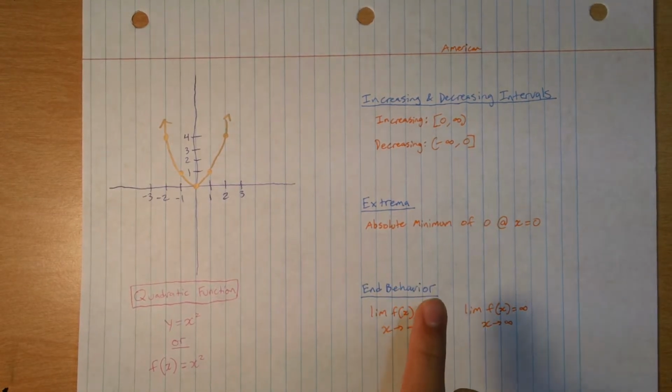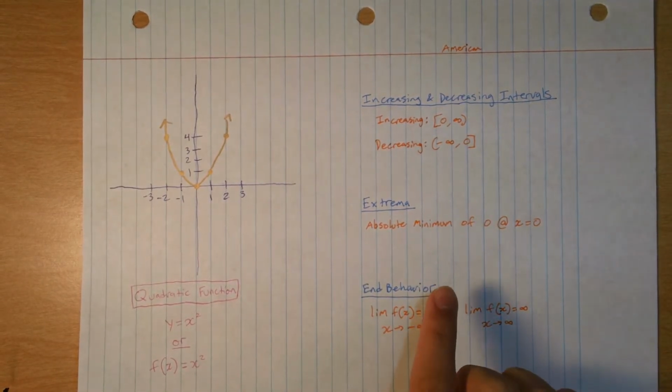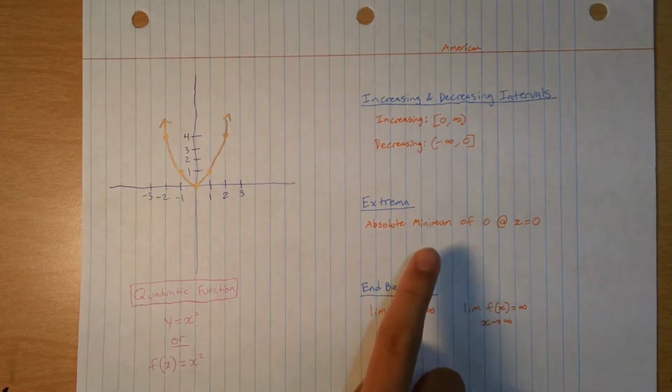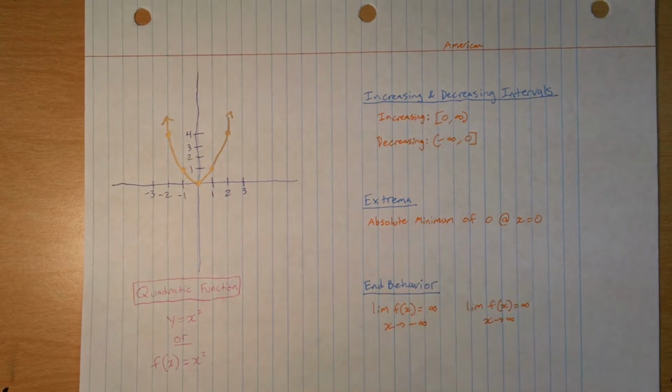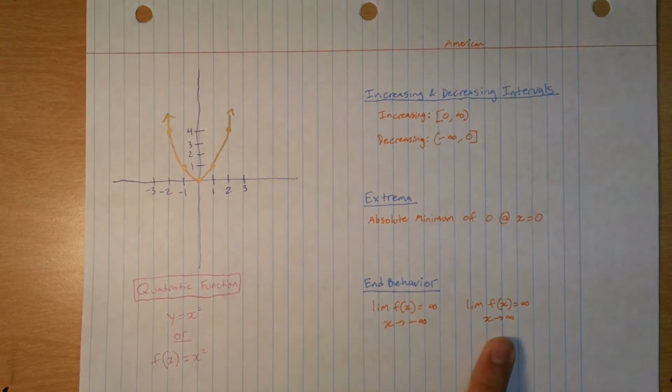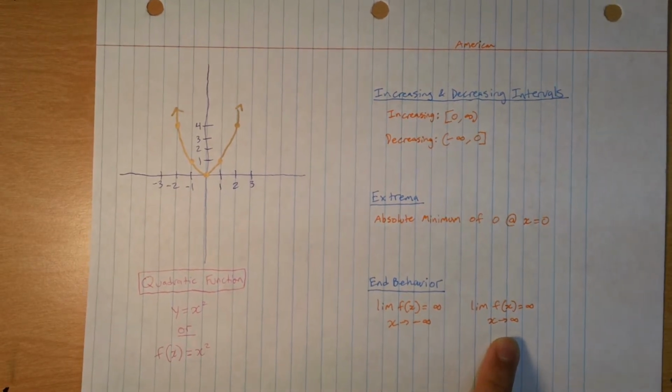Extrema. Y equals x squared has an absolute minimum of 0 at x equals 0. This is written in a special notation shown here. Finally, we have end behavior. As x approaches negative infinity, y approaches infinity. As x approaches positive infinity, y approaches positive infinity as well.